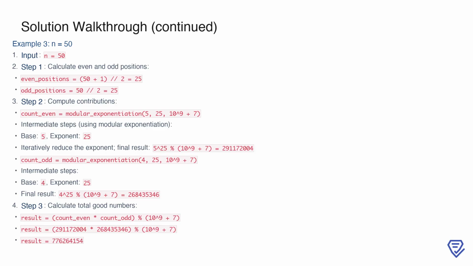The contributions are calculated using modular exponentiation. For the even positions, we compute 5 raised to the power of 25 modulo 10 to the power of 9 plus 7. Modular exponentiation allows us to iteratively reduce the exponent while keeping computations efficient. The final result is 5^25 % (10^9 + 7) equals 291172004.